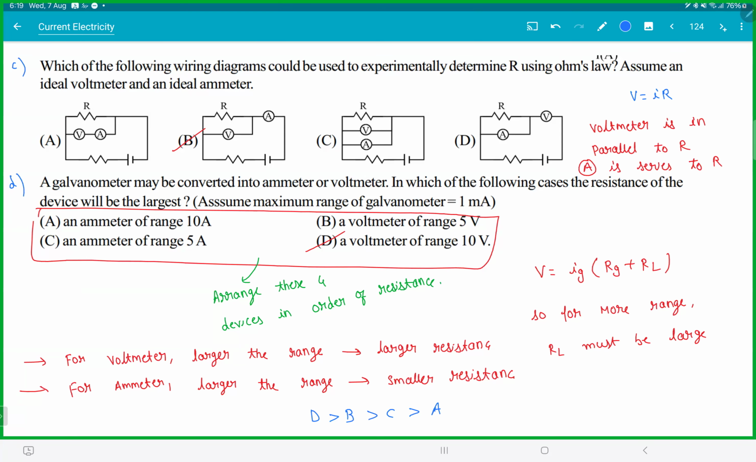That would be a much better question. They'll give you four devices like this and ask you to arrange them in ascending or descending order. Have a look at this. It's a pretty good one.